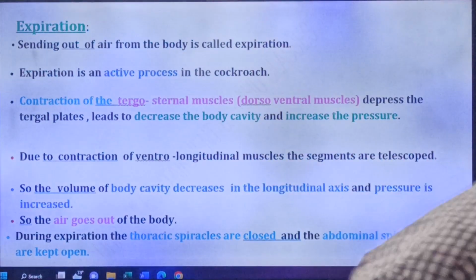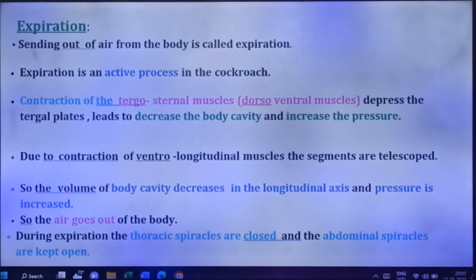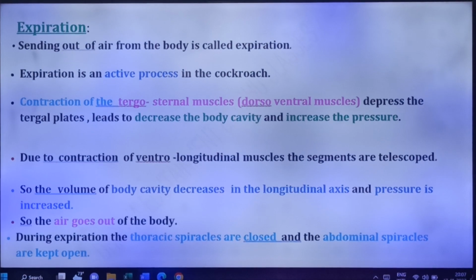See friends, very, very important. During inspiration, thoracic spiracles are opened, abdominal spiracles are closed. During expiration, thoracic spiracles are closed, abdominal spiracles are open. Very, very important friends. In inspiration, 2 pairs are open and 8 pairs are closed, friends. In expiration, 2 pairs are closed and 8 pairs are open, friends. That is very, very important. Okay friends, this is about what, friends? Expiration.